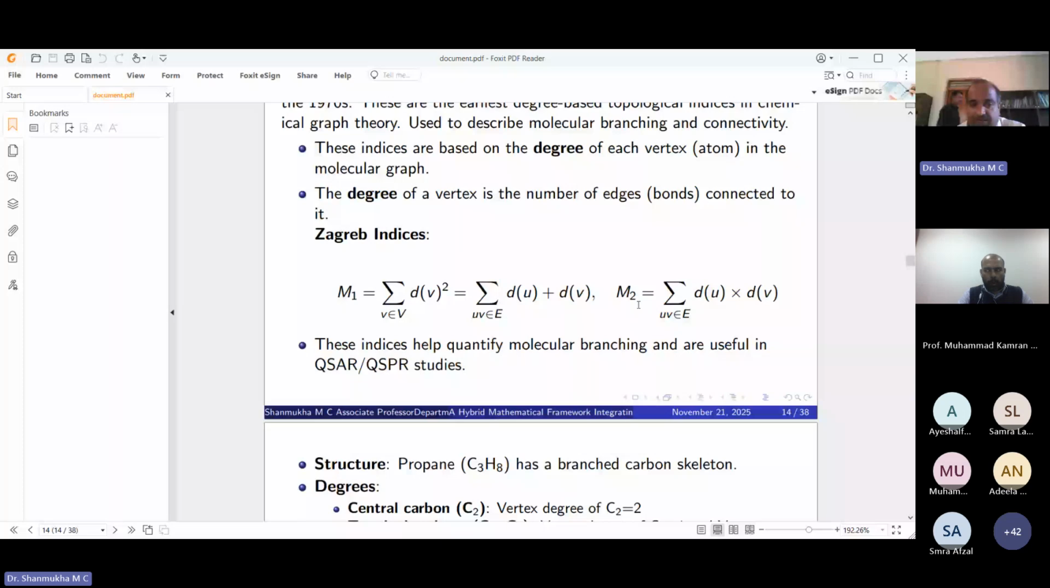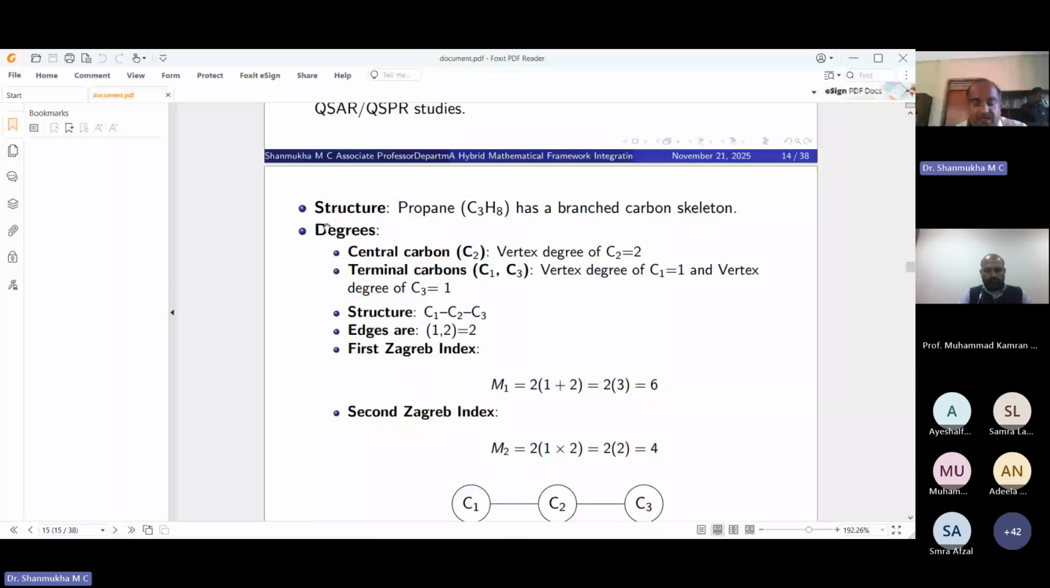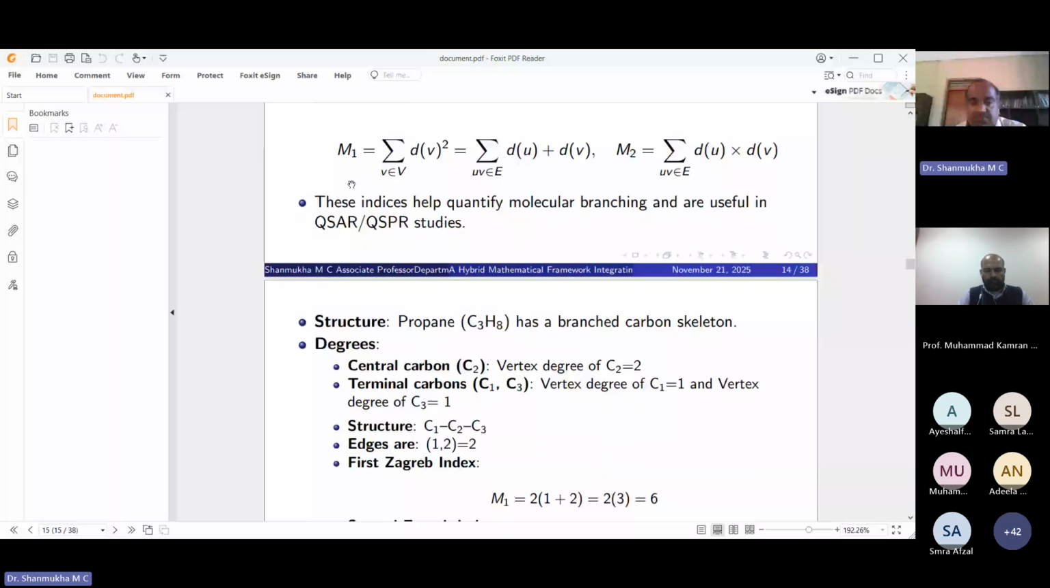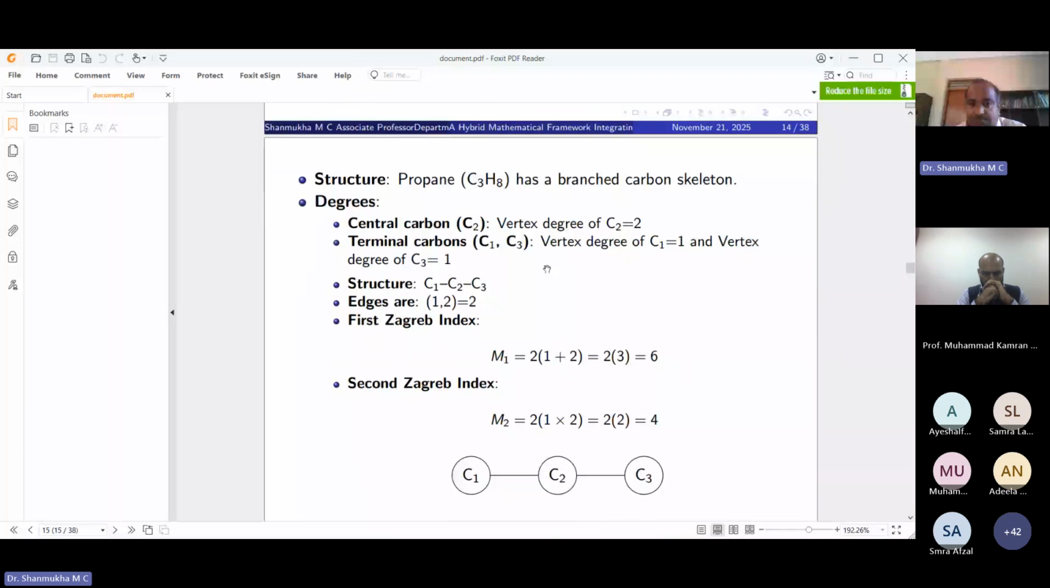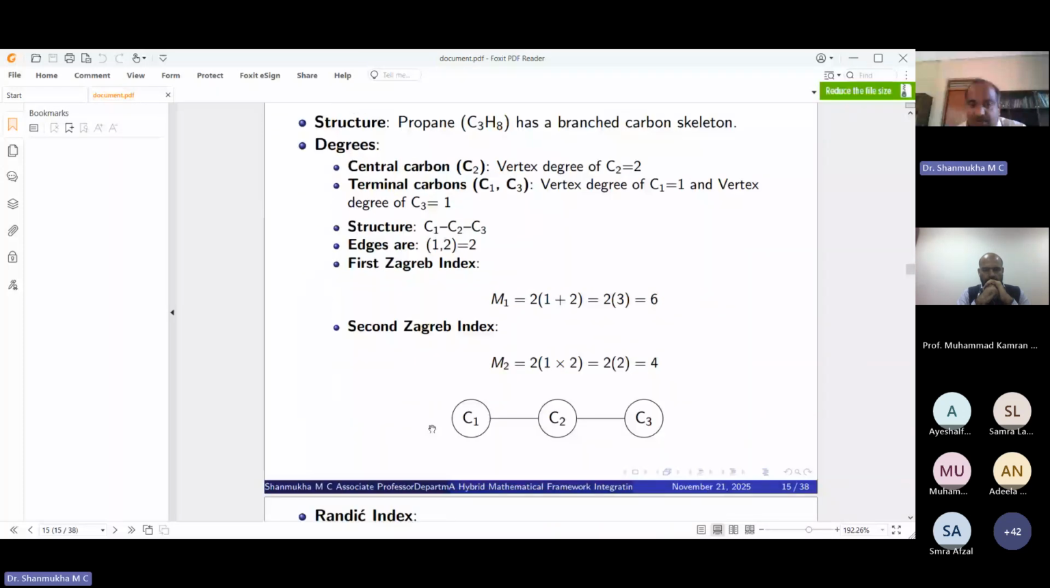So now we consider one chemical structure to find the value of the first and second Zagreb indices. Here the chemical structure is called propane. The molecular formula of propane is C3H8. It means 3 carbon atoms and 8 hydrogen atoms, with a branched carbon skeleton. So here we consider the hydrogen-suppressed molecular graph of propane. This figure shows the molecular graph of propane.